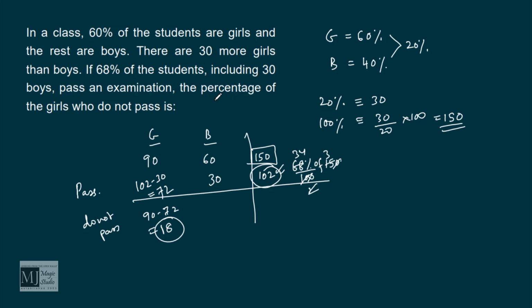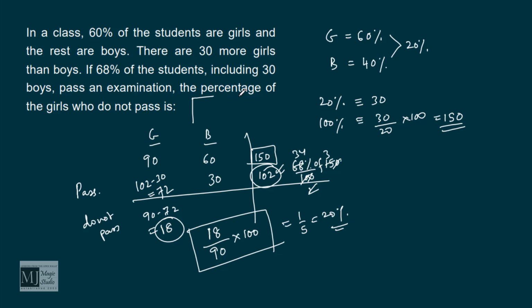So what is the percentage of girls who do not pass? The girls who do not pass are 18 out of 90. So how many girls haven't passed as a percentage? 18 by 90 into 100, that is 1 by 5, which is 20%. We can see that no options are given. It is in the TITA format. We will type in 20.